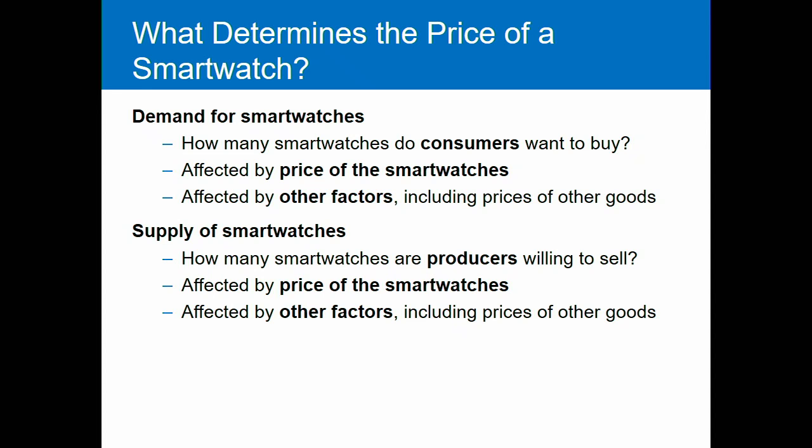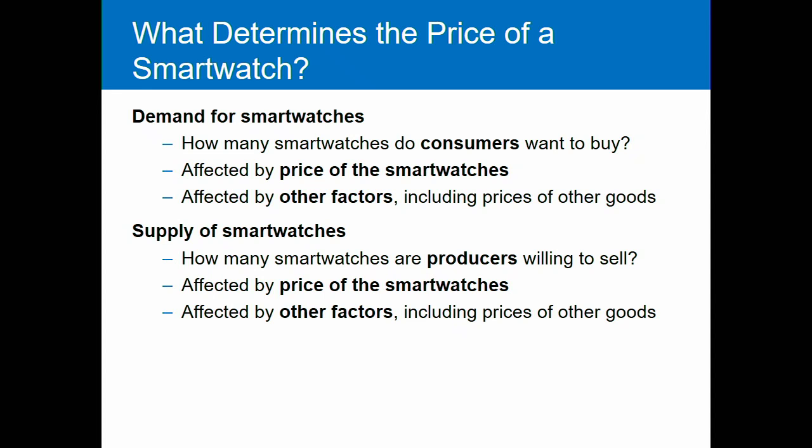So in the textbook, they talk about smartwatches. If I don't go through and edit it to different, funnier products, we'll deal with smartwatches. So first, the demand side for smartwatches. How many smartwatches do consumers want to buy? This is affected by the price of the smartwatches. Obviously, if smartwatches are cheaper, consumers will buy more of them, or more consumers will buy them, because it's less costly. I think that's pretty intuitive, that people like things to be cheaper.